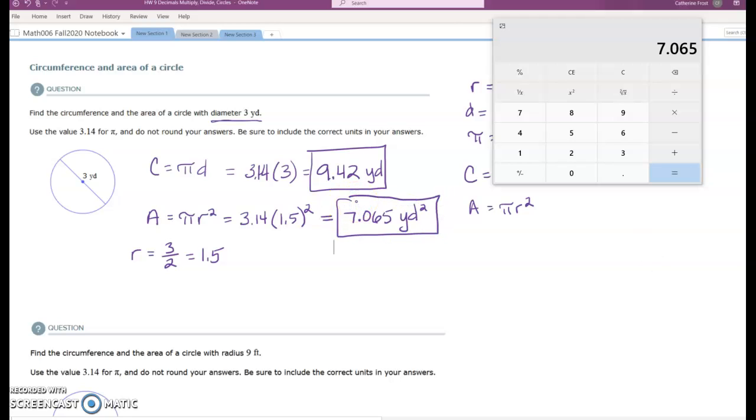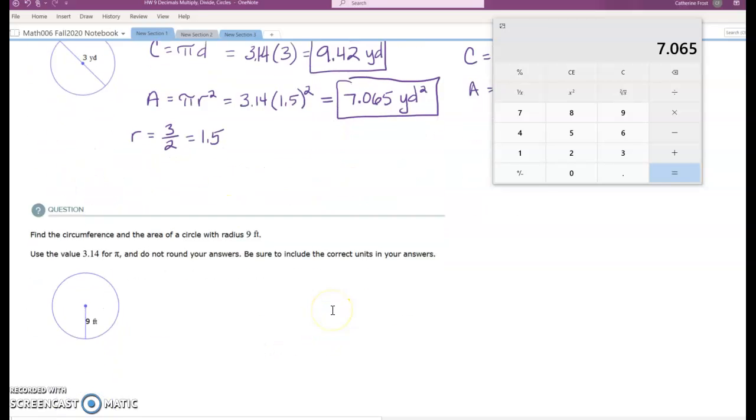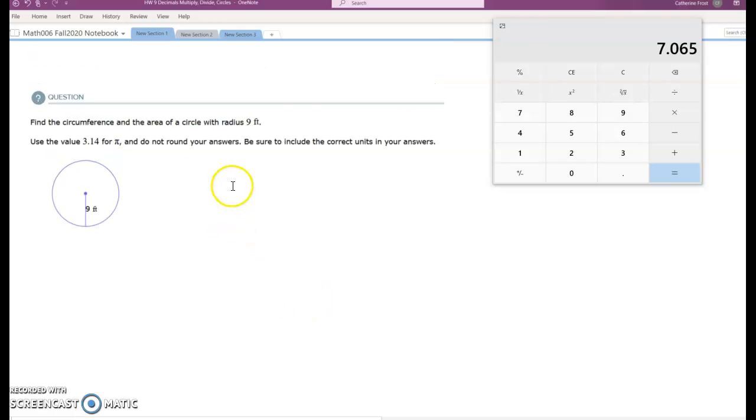Okay, so let's do one more. Sometimes they give you the diameter, but sometimes they give you the radius. So this particular circle, they gave us the radius is 9 feet. And we're still supposed to find circumference and area. So circumference, since we have the radius, is 9. I'm going to use 2 pi r.